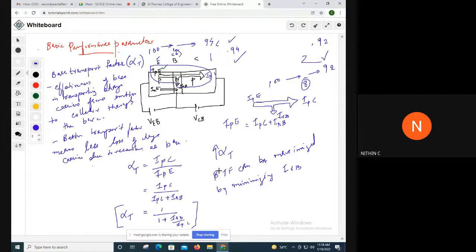To increase the base transport factor, we need to minimize IRB, and for that we need to reduce doping in the base region. Clear? Is that clear?